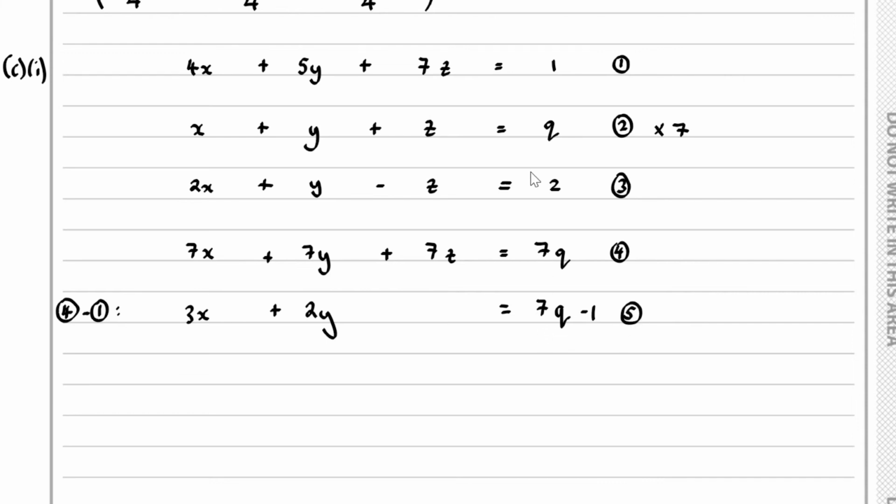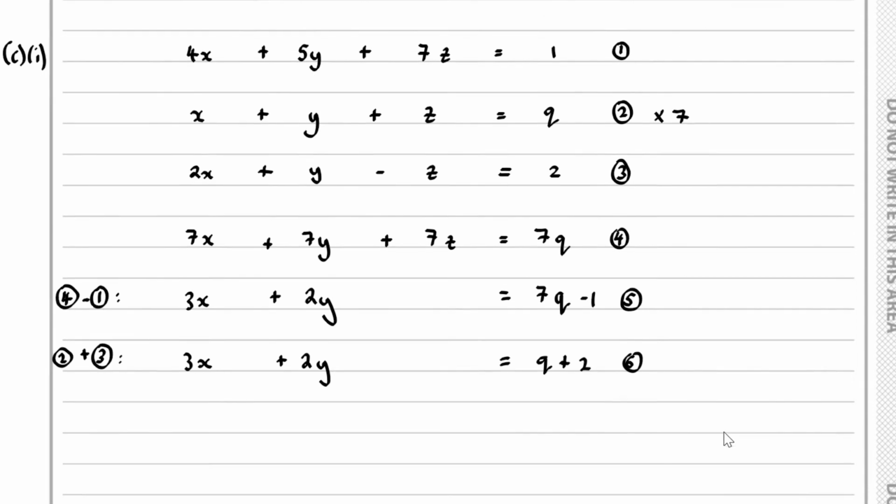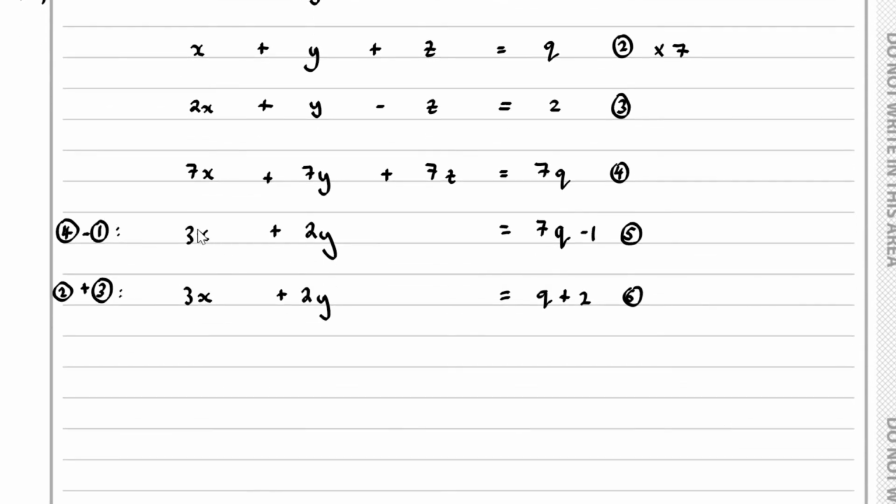And what we can also see is by adding 2 and 3 together, we'll eliminate the z's. So we will do equation 2 plus equation 3. And if we do that, x plus 2x, that's 3x. Y plus y, that's 2y. Q plus 2, that's q plus 2. Call this equation 6.